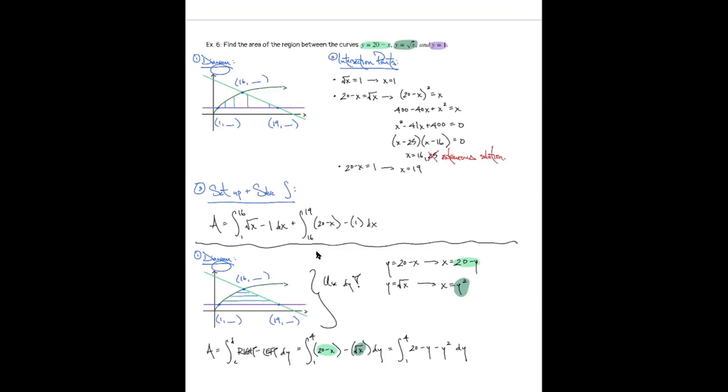How are we feeling about this last example, example 6? Okay, that is fair. That is fair.